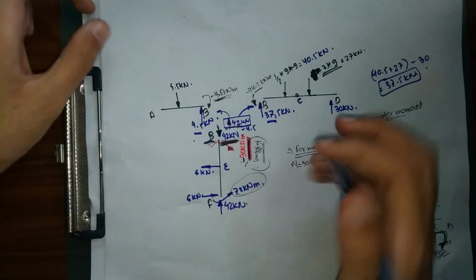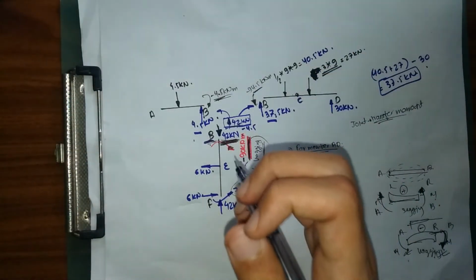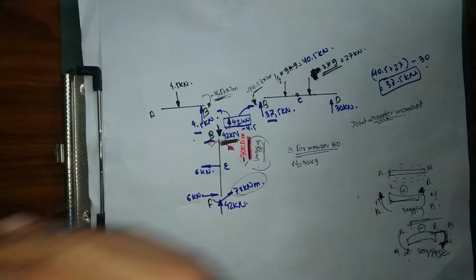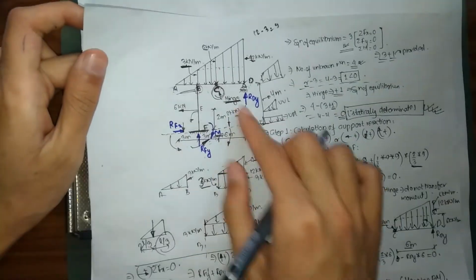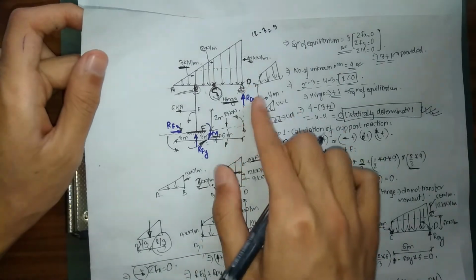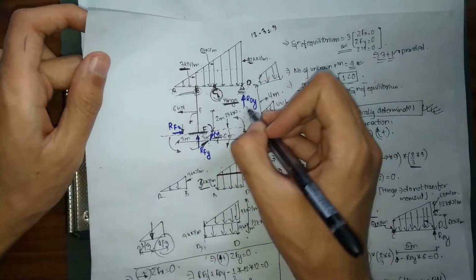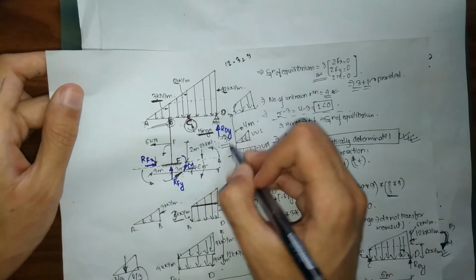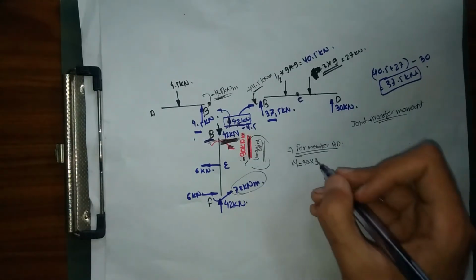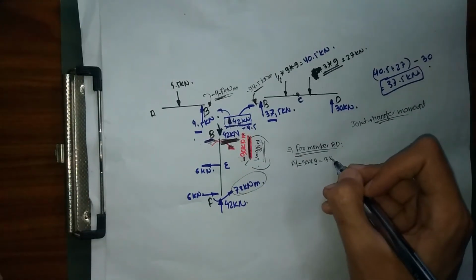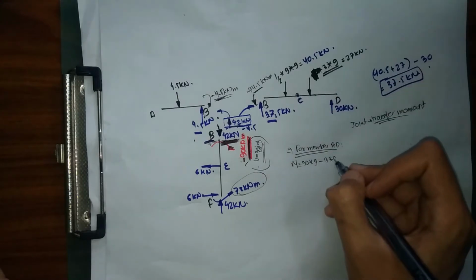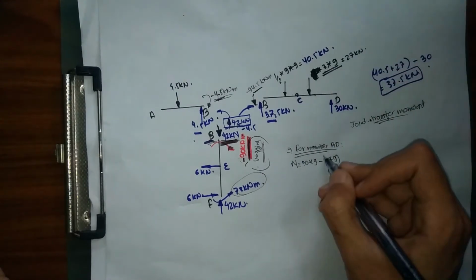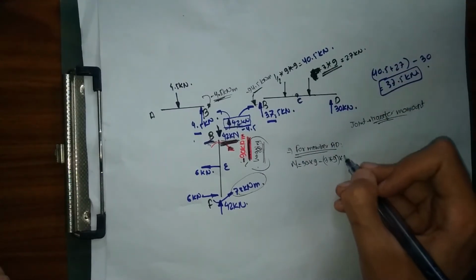So let me minus 94.5. Let me show my initial figure. You can see here, this is my initial figure, and I have this RDY, which is equal to 30 kilonewton, acting at a distance of 9. So 30 into 9, minus 3 into 9, this 27 kilonewton is acting at a distance of 9 by 2.